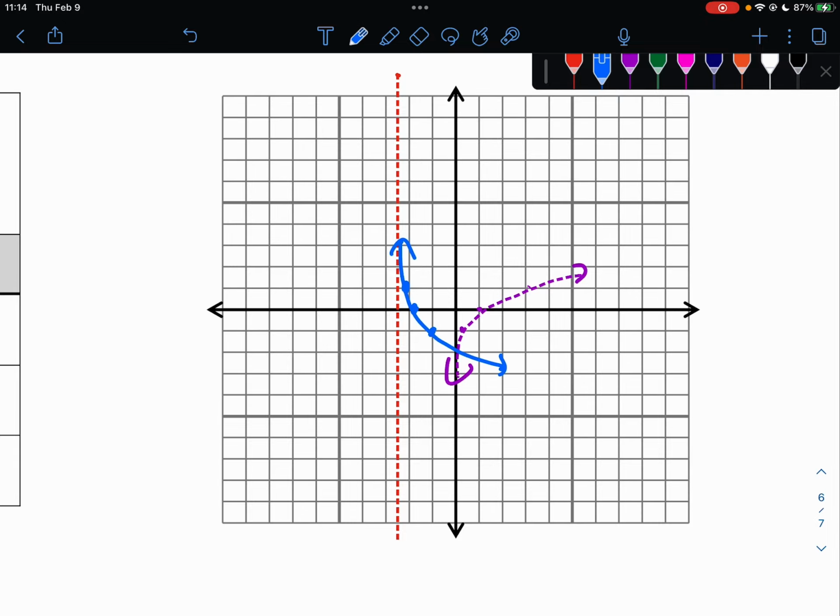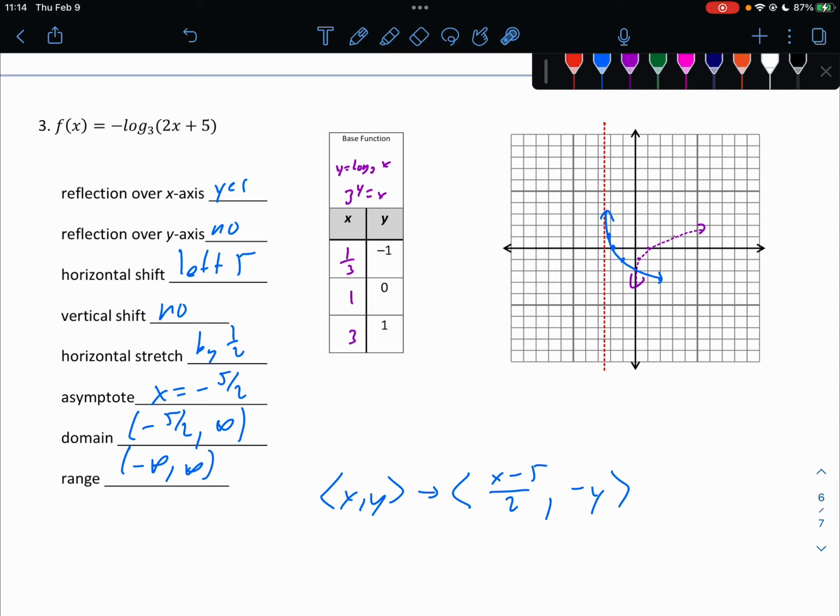Okay, now what you can actually do here, remember, is take these 3 points and put them into this rule. That's why we write the rule out. It'll make it a lot easier for you if that's something you need to do.